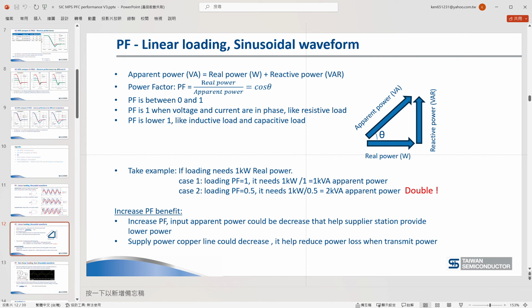It's double. So if we increase the power factor, we get benefits. The input apparent power can be reduced, the power station provides lower power, so the carbon emissions can be reduced. It also helps reduce power loss when we transmit this energy.